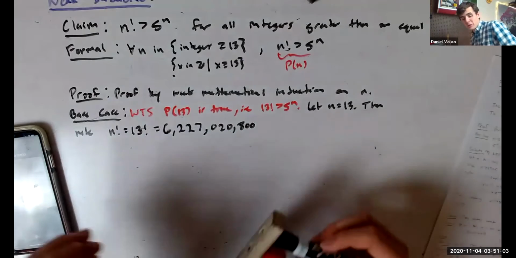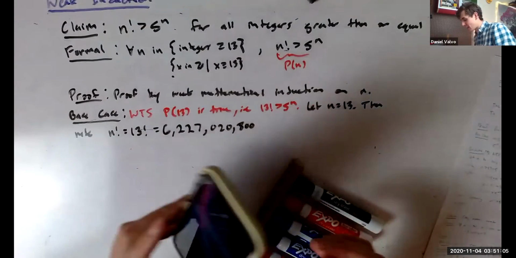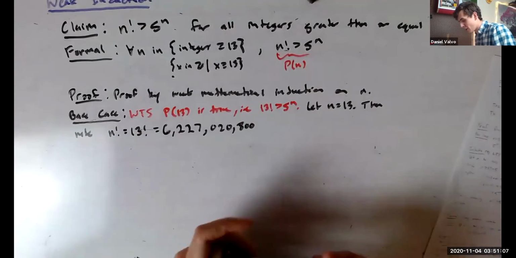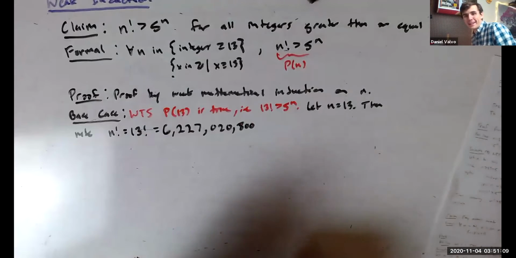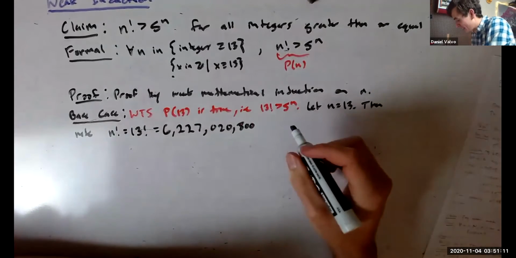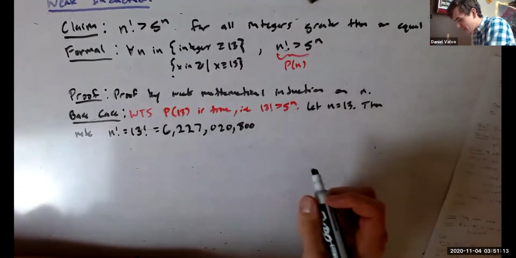So that's 13 factorial. The number of ways you can pick 13 things out of a hat, you'd almost get all of Jeff Bezos. You get like a small percentage of Jeff Bezos' net worth. So that's n factorial.